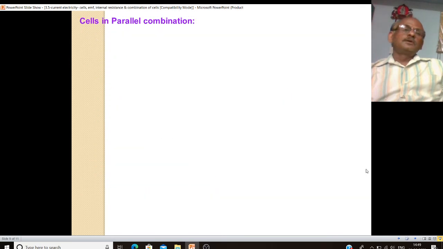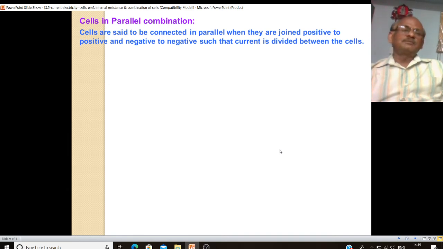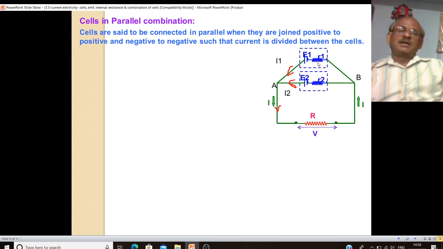Now the cells in parallel combination. So in resistance we have seen how it is. See, cells are said to be connected in parallel when they are joined positive to positive and negative to negative, such that current is divided between the cells. See the diagram here. The two cells provide currents I1 and I2. These two currents pass through the external load resistance, let that be I. So we can say I equals I1 plus I2.